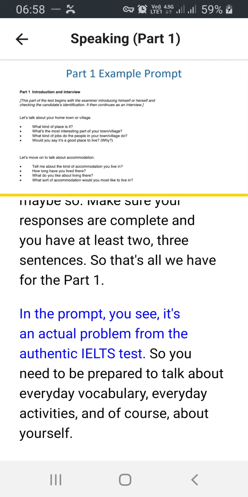The prompt you see is an actual prompt from the authentic IELTS test. So you need to be prepared to talk about everyday vocabulary, everyday activities, and of course about yourself.